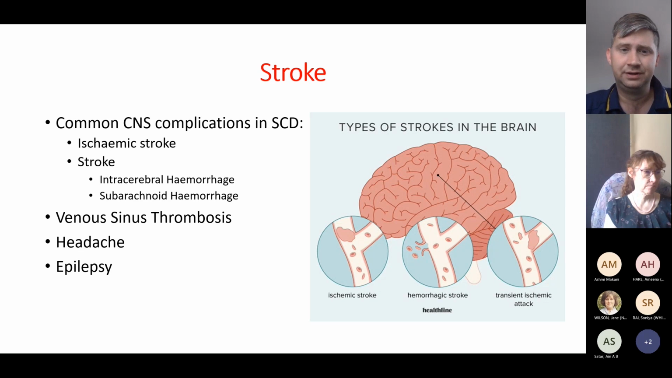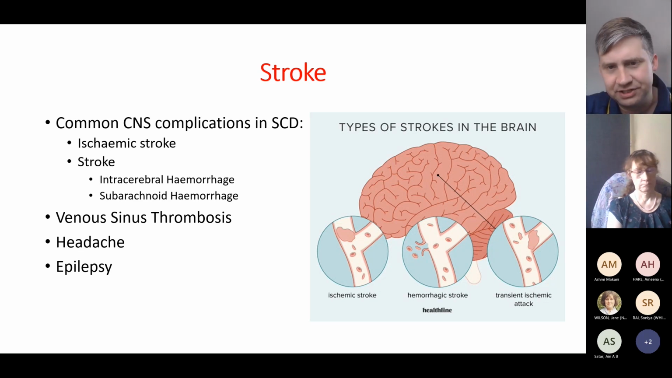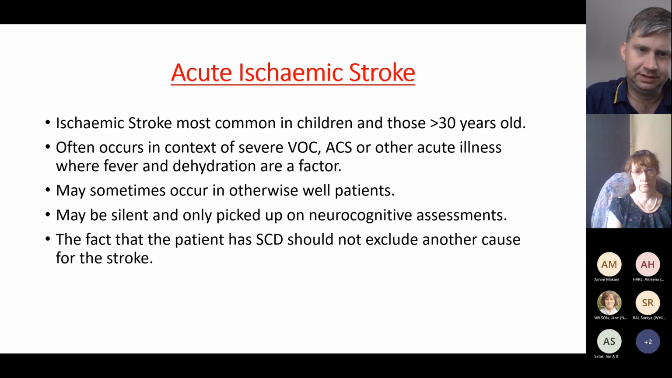So the different types of strokes, for those of you who don't know: we have an ischemic stroke, and you can see there on the left that there's a clot that's blocking some vessels into the brain. Hemorrhagic stroke, so the vessel is actually broken open and blood is seeping out. And then a transient ischemic attack, another blockage there, which will correct. I'm just going to talk about acute ischemic stroke because that's the most common. Like I say, it's most common in children and in those over 30 years old.